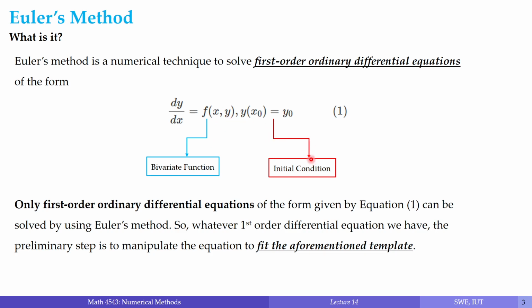Secondly, you need an initial condition, or initial value, which means for a particular initial point x naught of the independent variable x, we need to know the corresponding dependent variable's value, which is y naught. So you need to know the x naught and y naught values initially as a starter. If you have these two things at your disposal, then you can apply Euler's method.